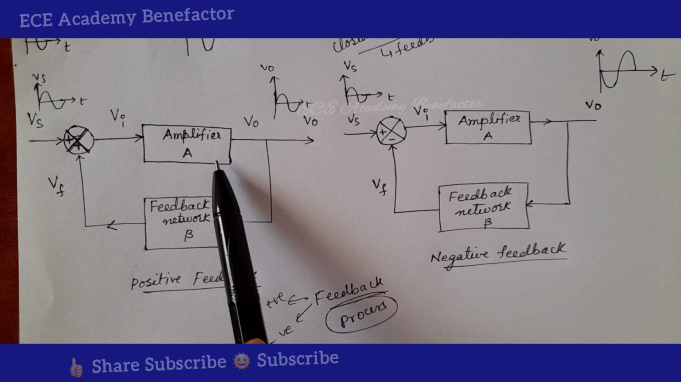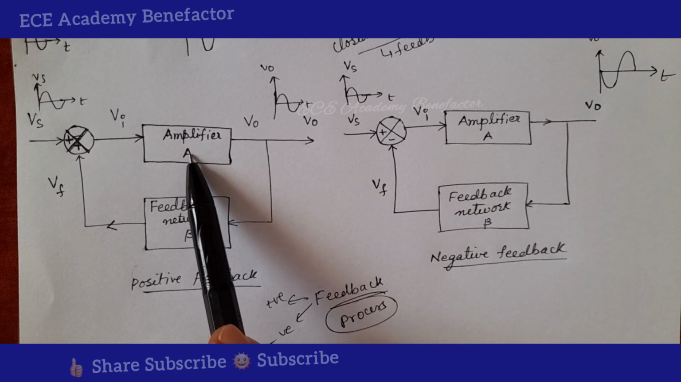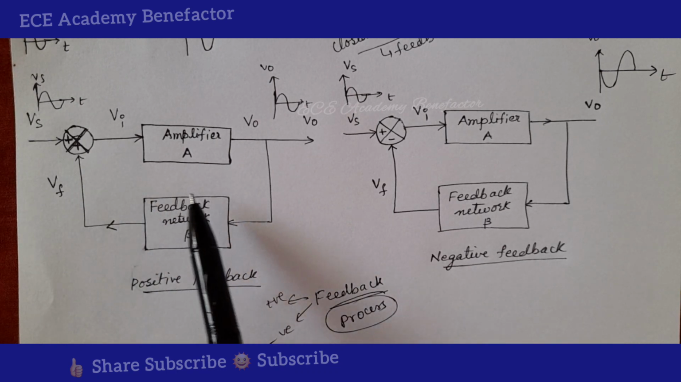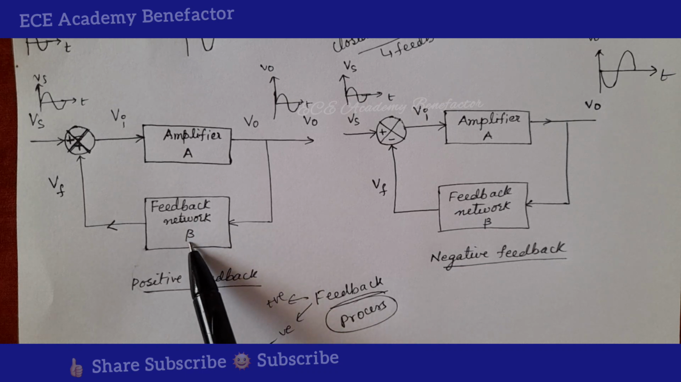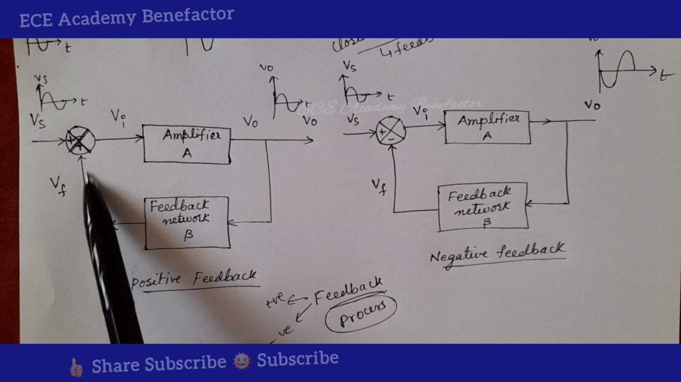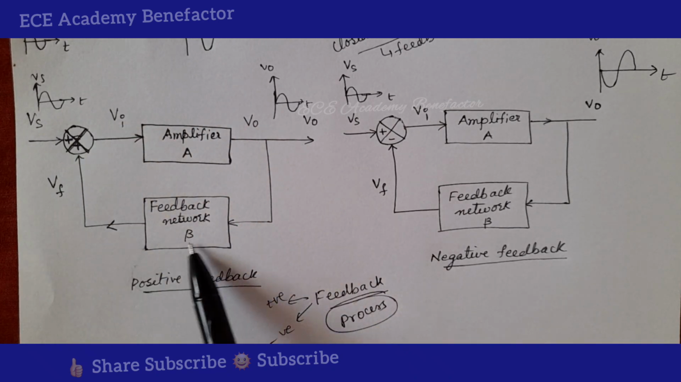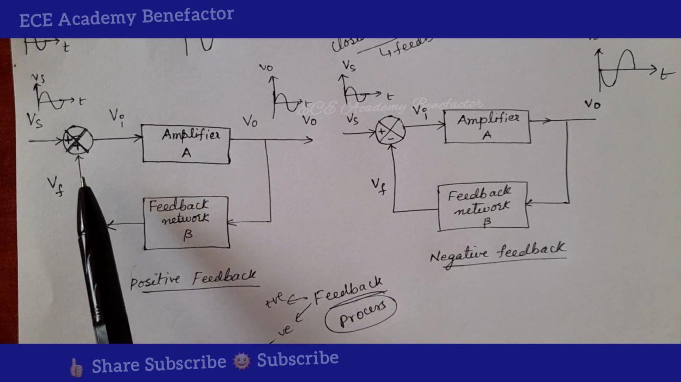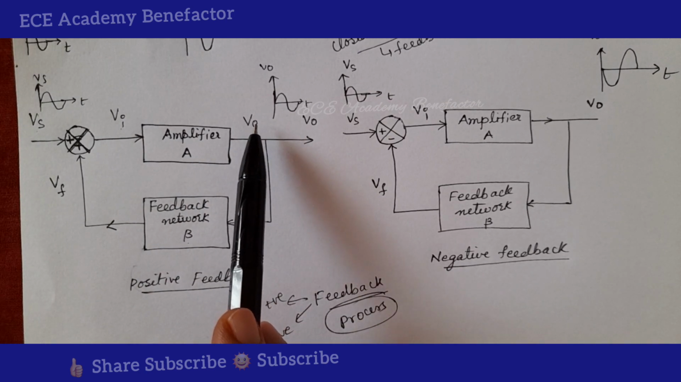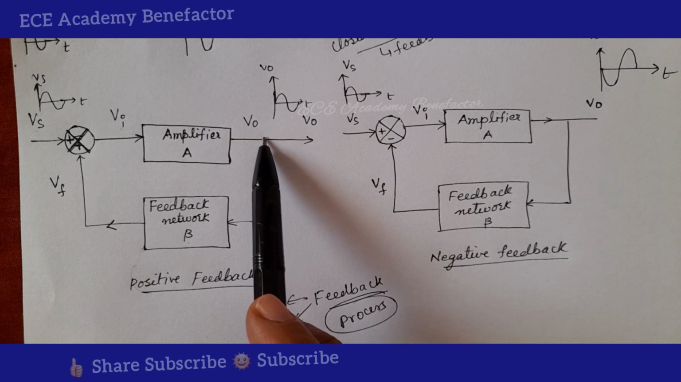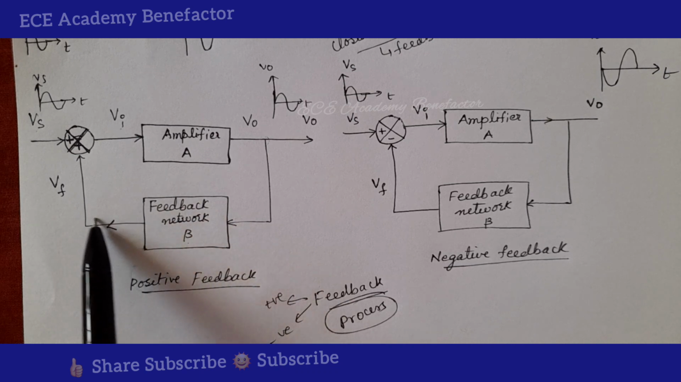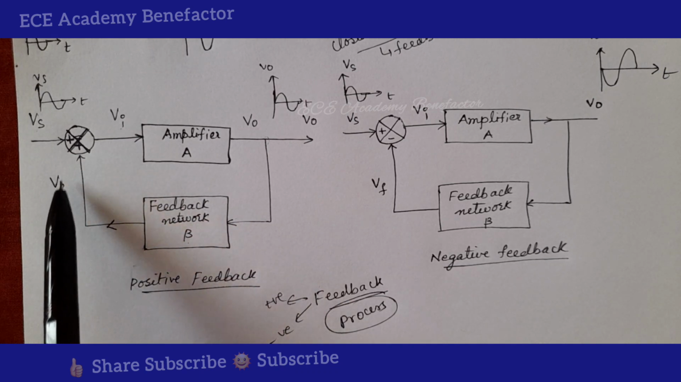Here, if we take this block diagram, there is an amplifier of gain A, and for taking a part of the output back and injecting it to the input, we have a feedback network of ratio beta. So when a part of the output is fed back to the input, we call this feedback. Vs is the source signal, Vi is the input signal, V0 is the output signal. A fraction of the output is taken and fed to the input. This is known as Vf.